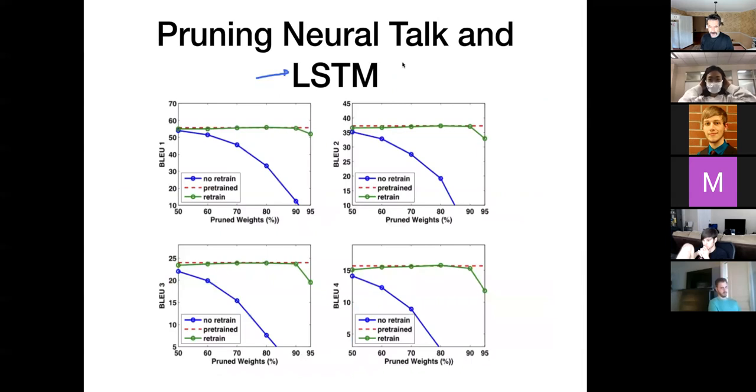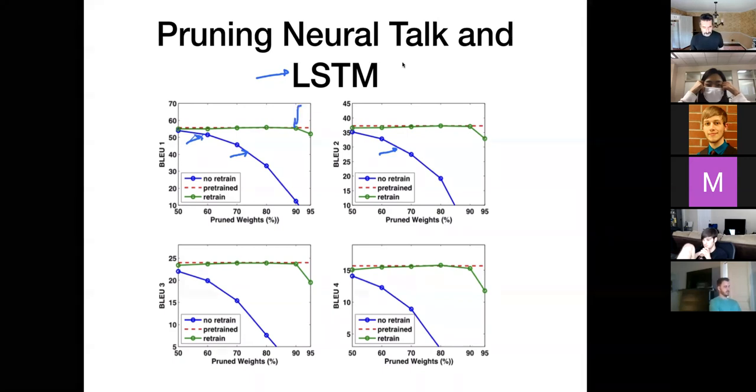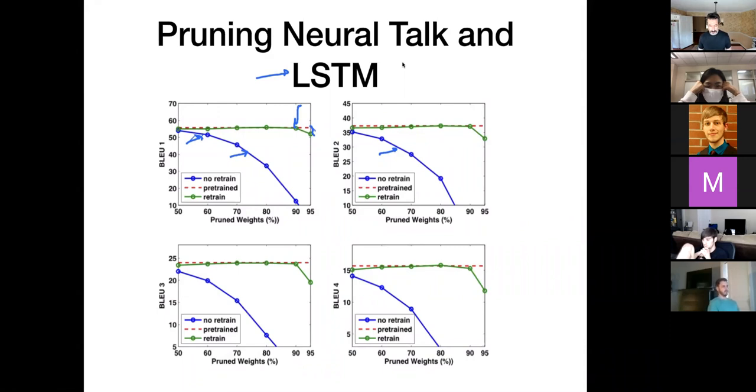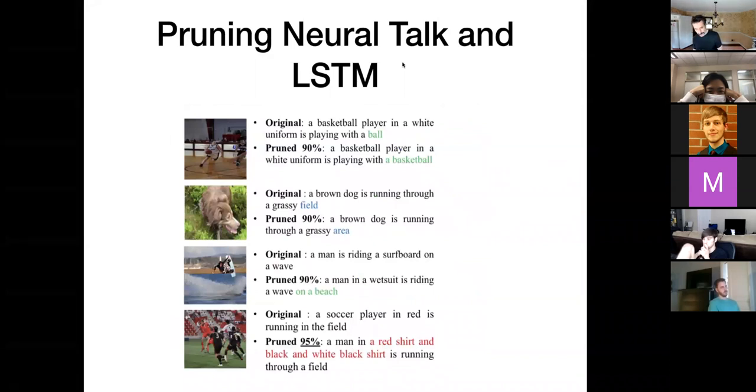Another result, for an LSTM architecture or recurrent neural network: the blue line is without any retraining. You see that it starts losing accuracy right away when going above 50% of the weights pruned. But with retraining, it preserves the same accuracy up to 90%, only starting to lose a little bit when it goes from 90 to 95. If you remember, this LSTM architecture was somewhat similar to fully connected networks. This is how LSTM works. More or less similar to the result we have seen.